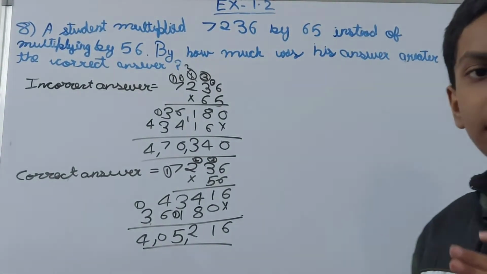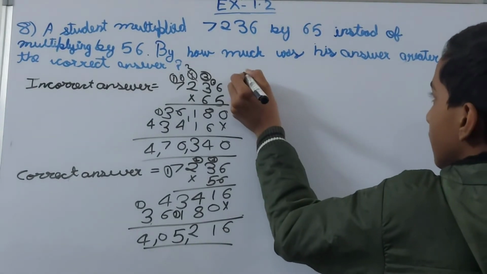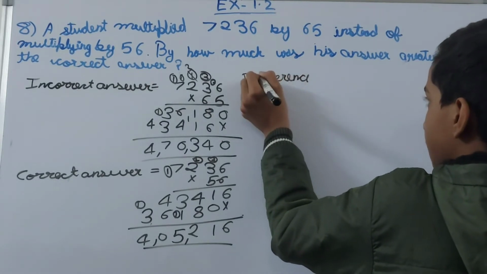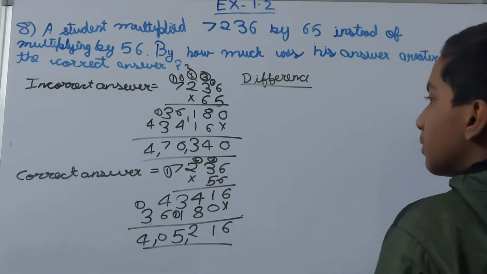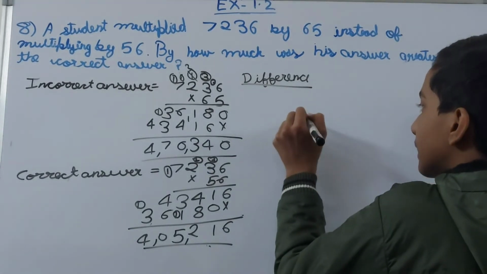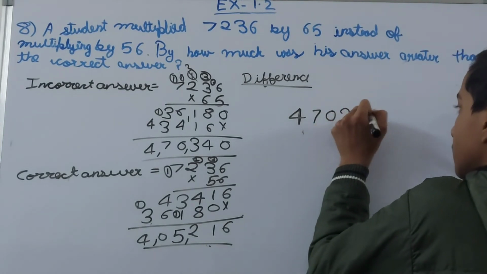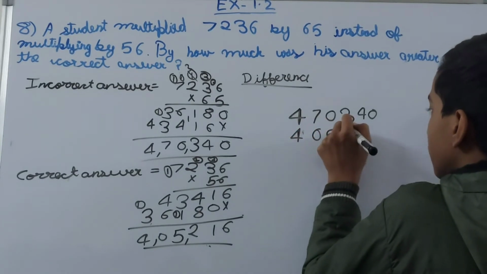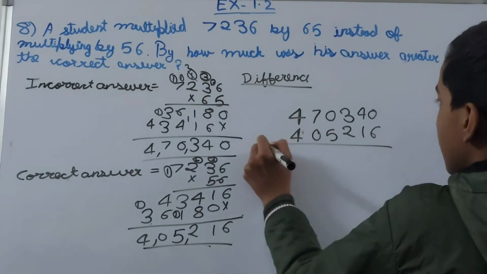Now to find by how much his answer was greater, we will need to find their difference. Okay, so the difference will be equal to what? We'll subtract the smaller quantity from the greater quantity. Here the correct answer is smaller and the incorrect one is greater. So 470,340 here, and in the last we have 405,216. Now we will subtract them.